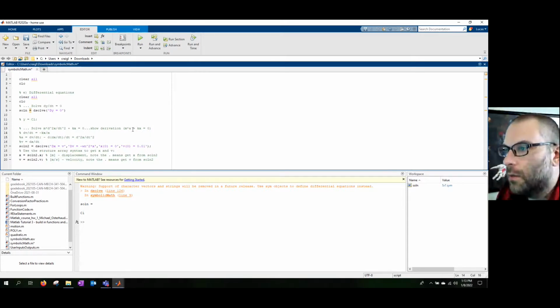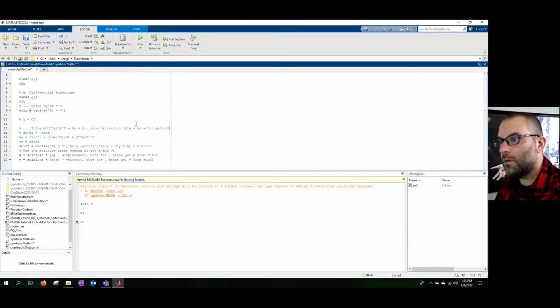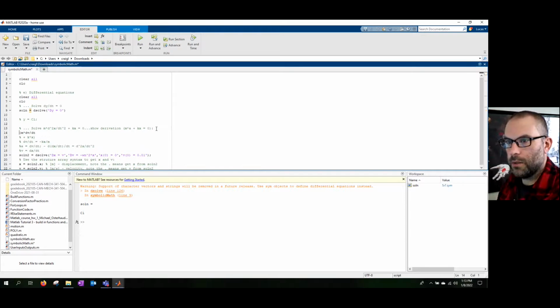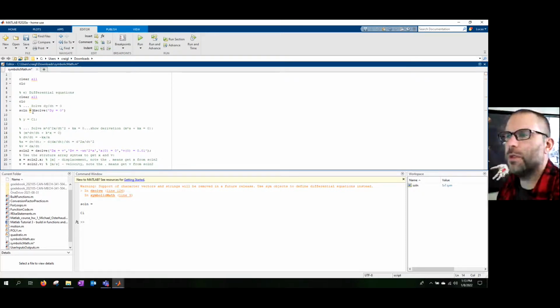Because we can rewrite this as mass times dv dt plus k times x. Oops, and let me put it down here so you can see it all. Equals 0, and I'll review this.